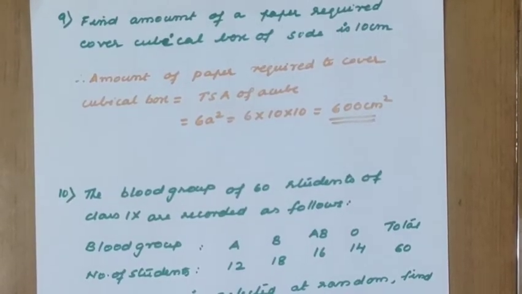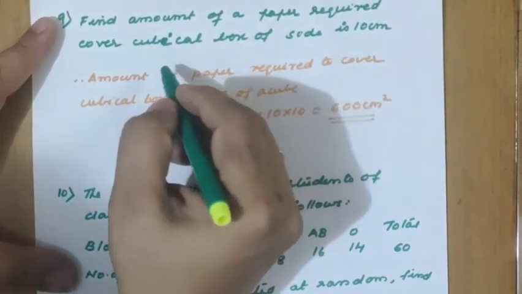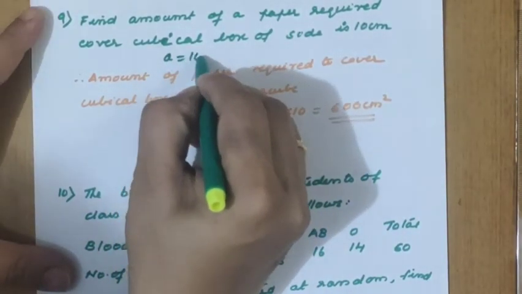Question number 9. Find the amount of paper required to cover a cubical box of side 10 centimeter. So for a cubical box of side 10 centimeter, the length of the side is given. So we can write that a equals 10 centimeter.